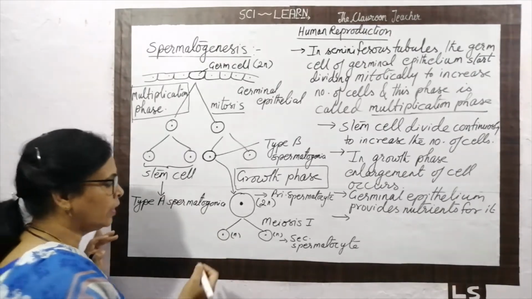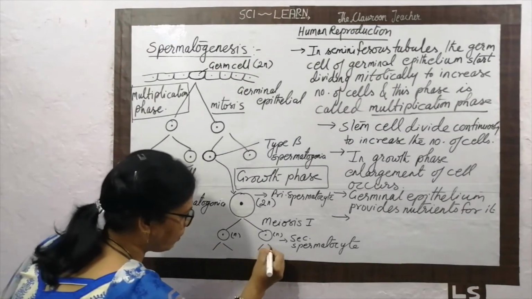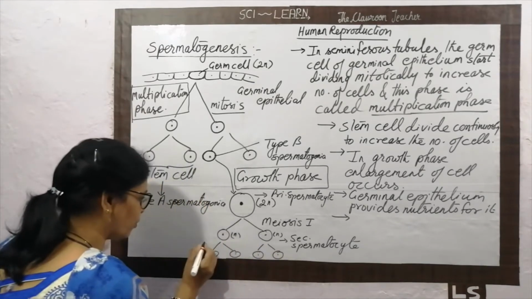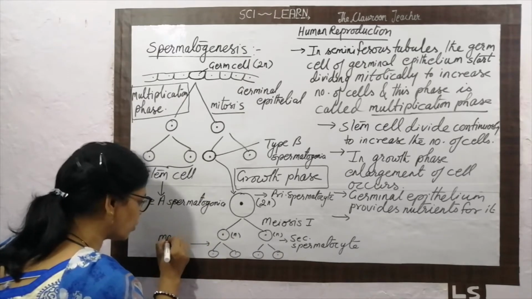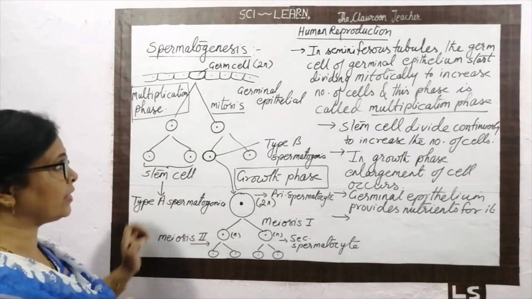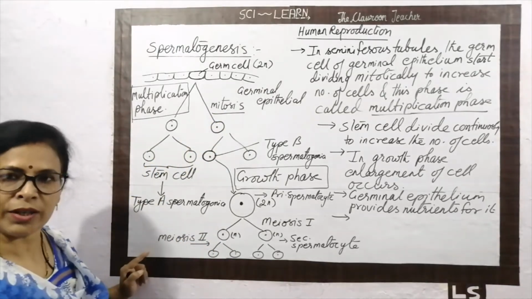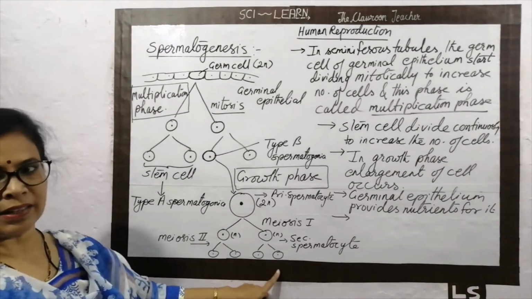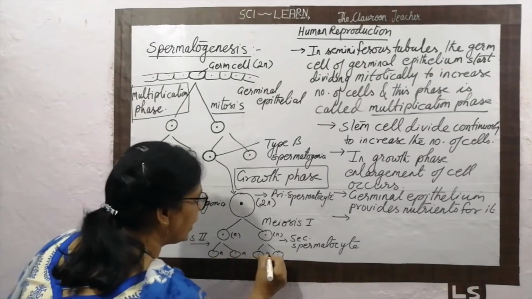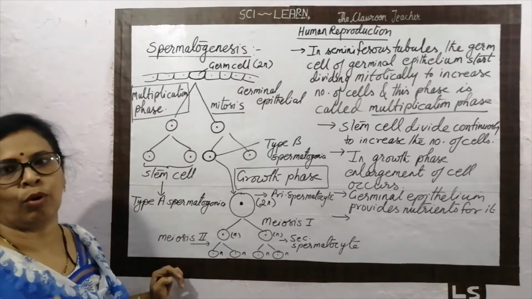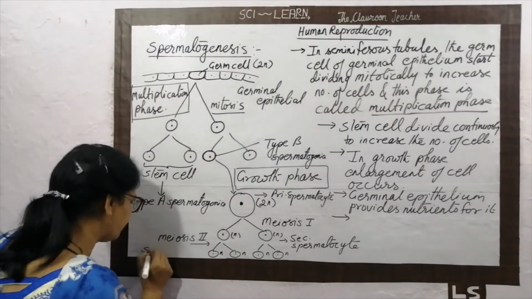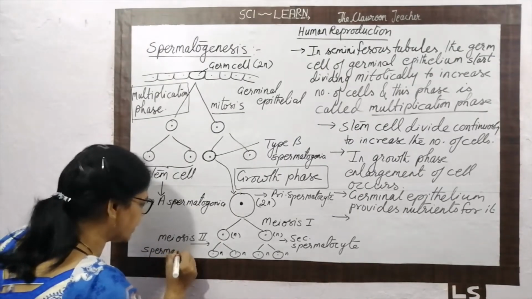After meiosis 1, meiosis 2 occurs. What happened due to meiosis 2? The number of daughter cells increases. We know that meiosis 2 is the equational division, like mitosis. So four daughter cells are formed, and all the daughter cells have n number of chromosomes. All these are haploid in nature, and these are called spermatids.